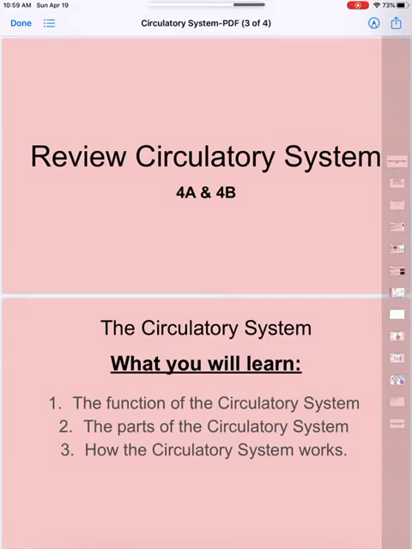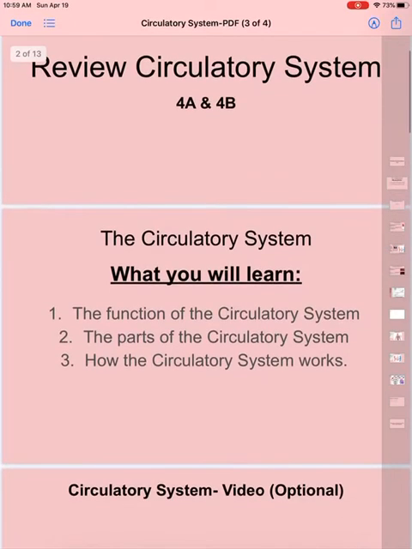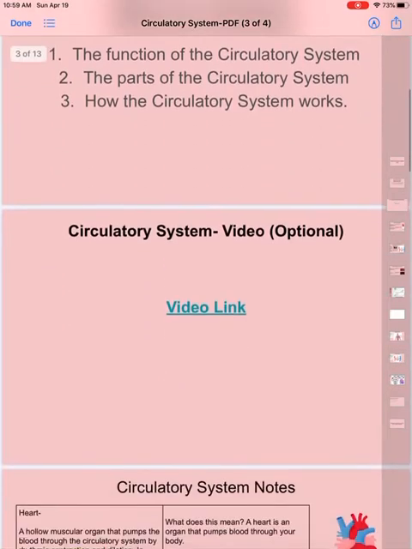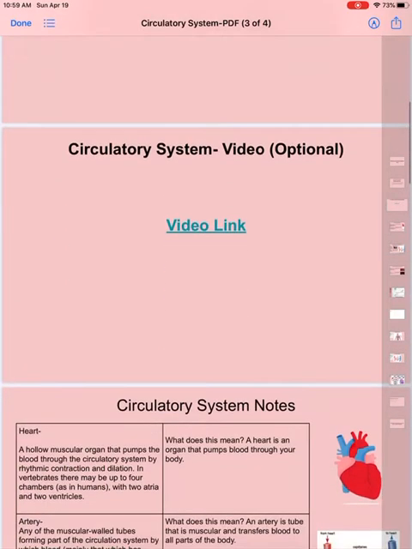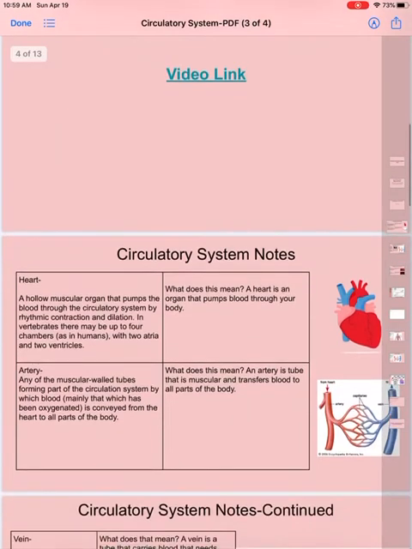So we're going to be reviewing the circulatory system. What you will be learning today is the function of the circulatory system, the parts of the circulatory system, and how the circulatory system works. I have attached a video link as well, just in case you need to look it over again.